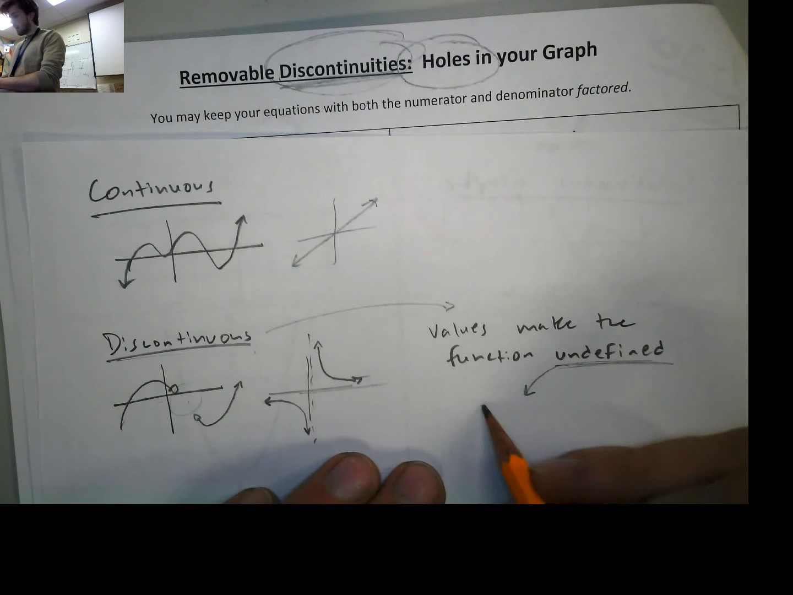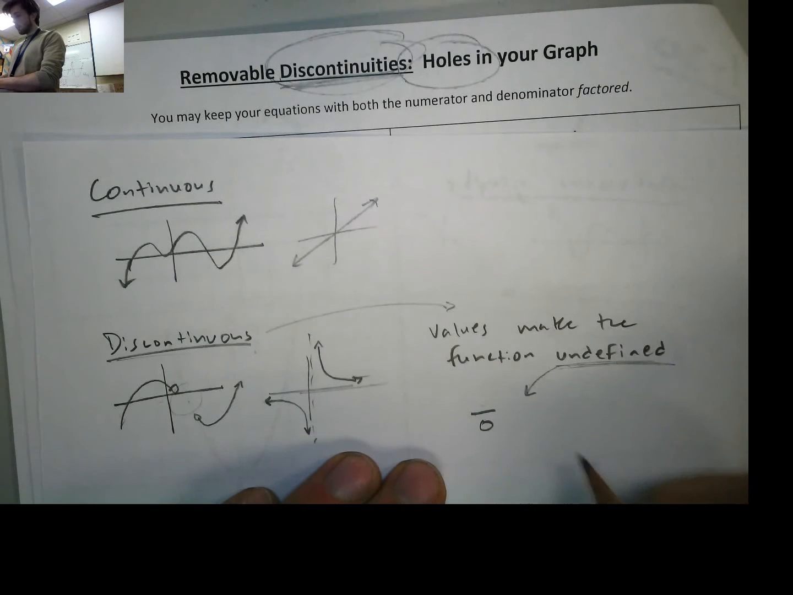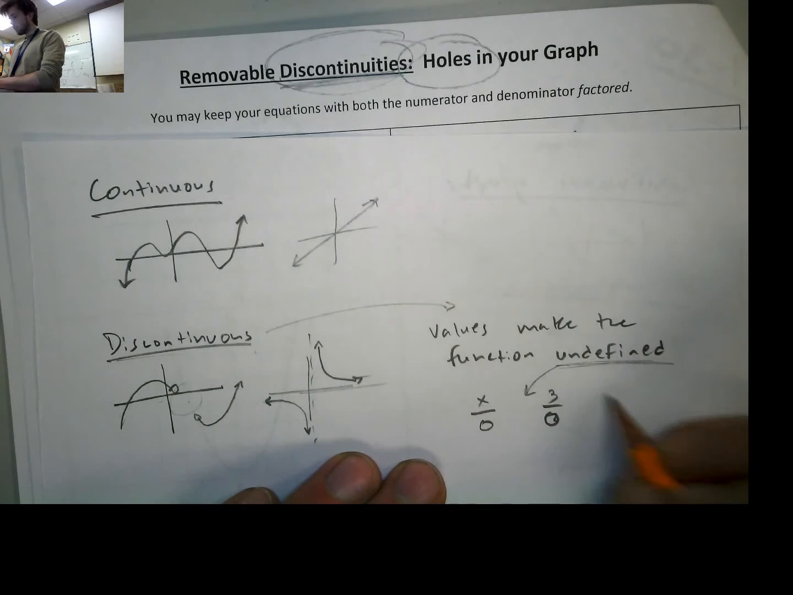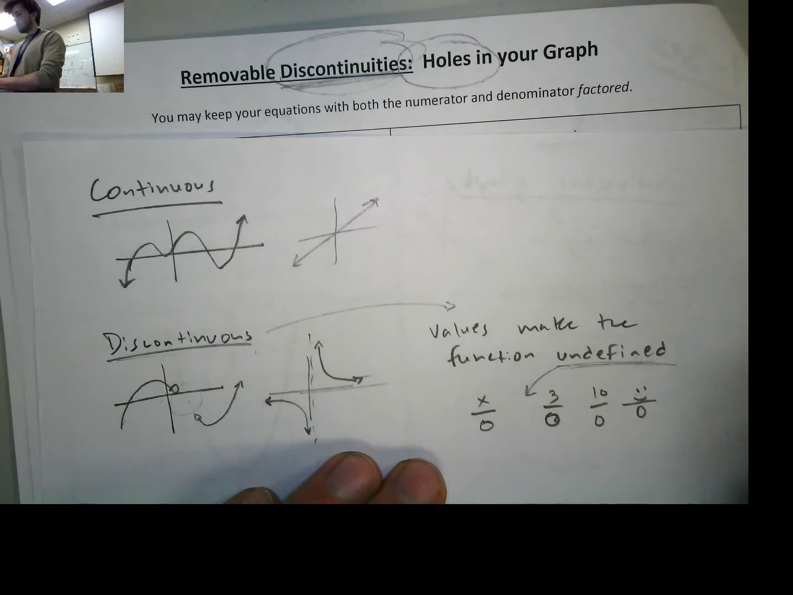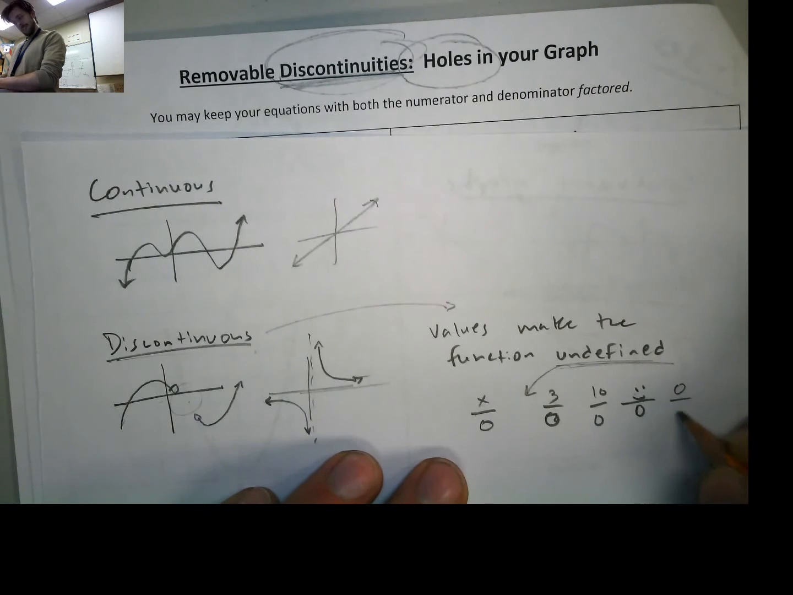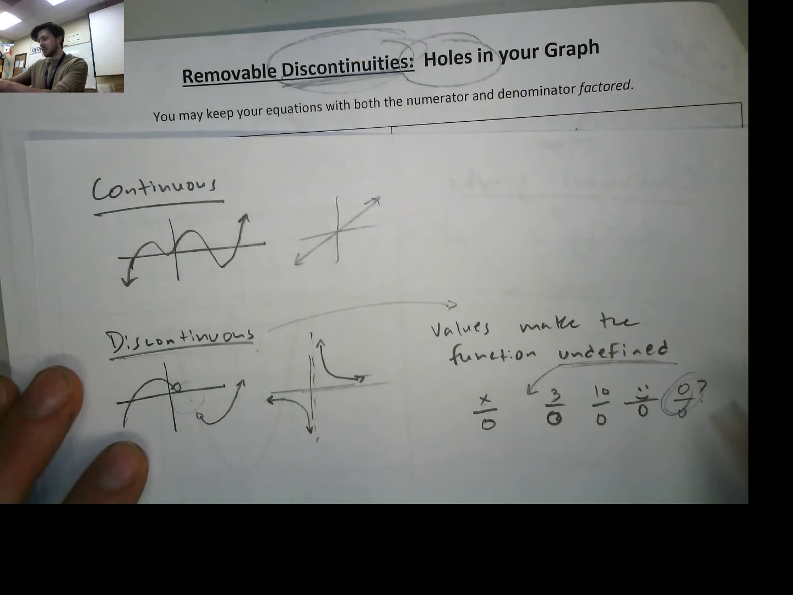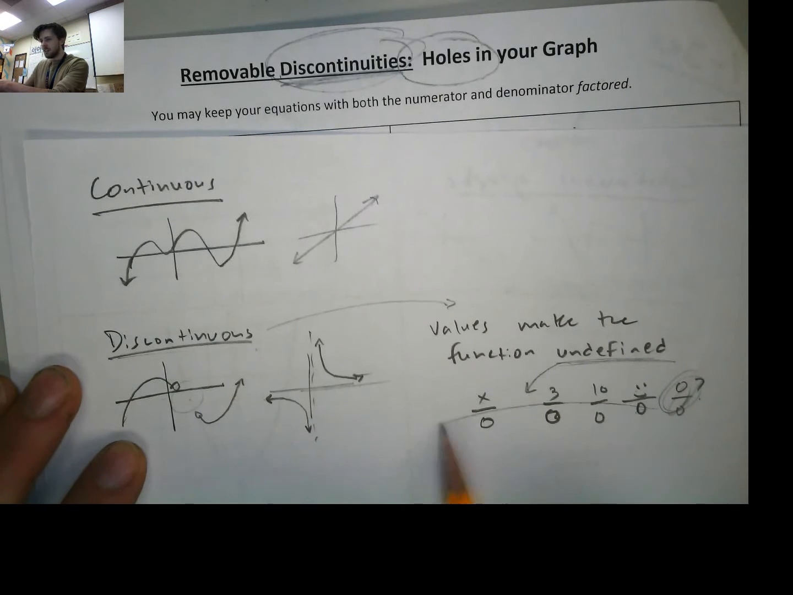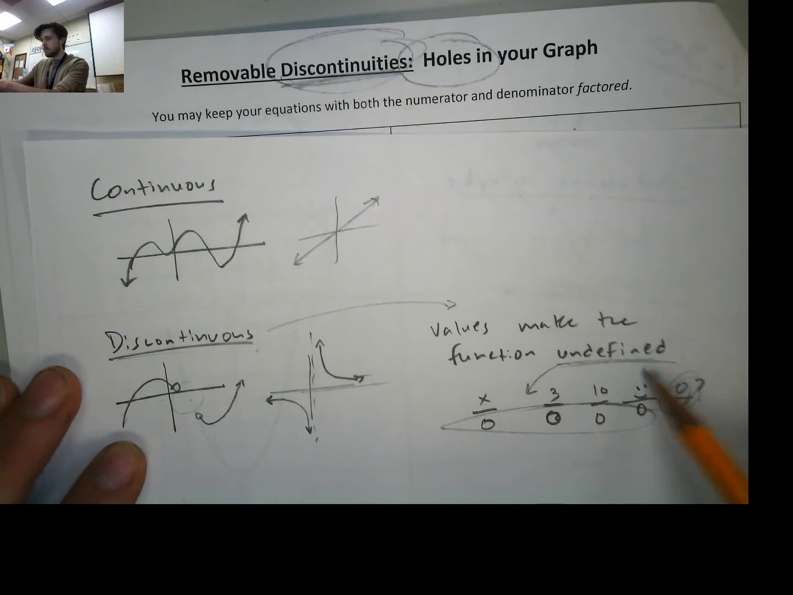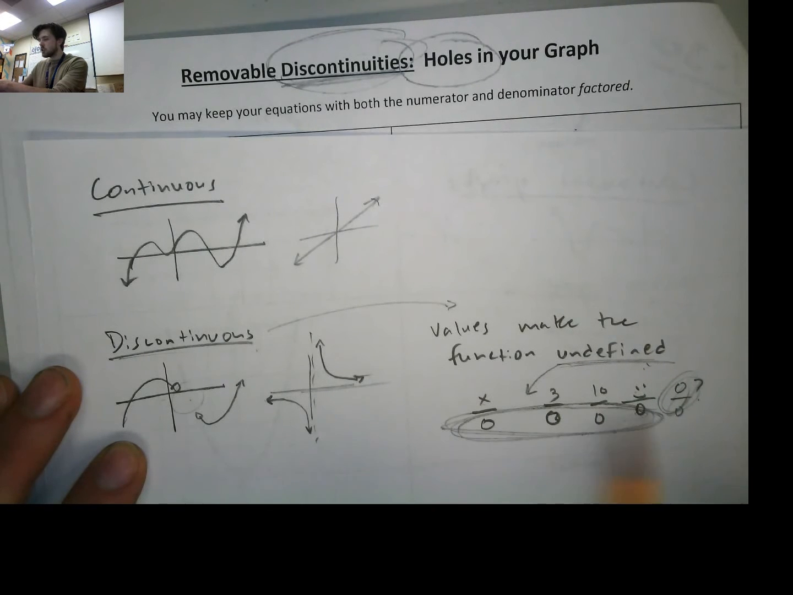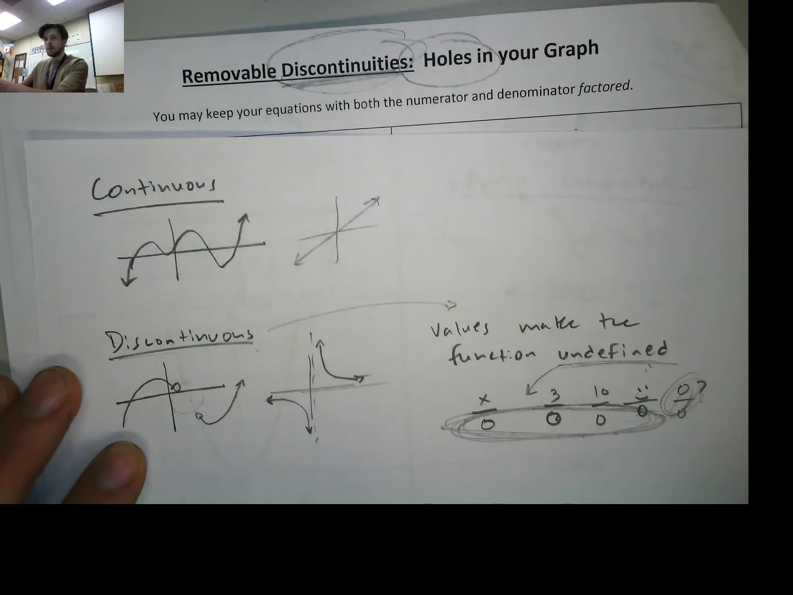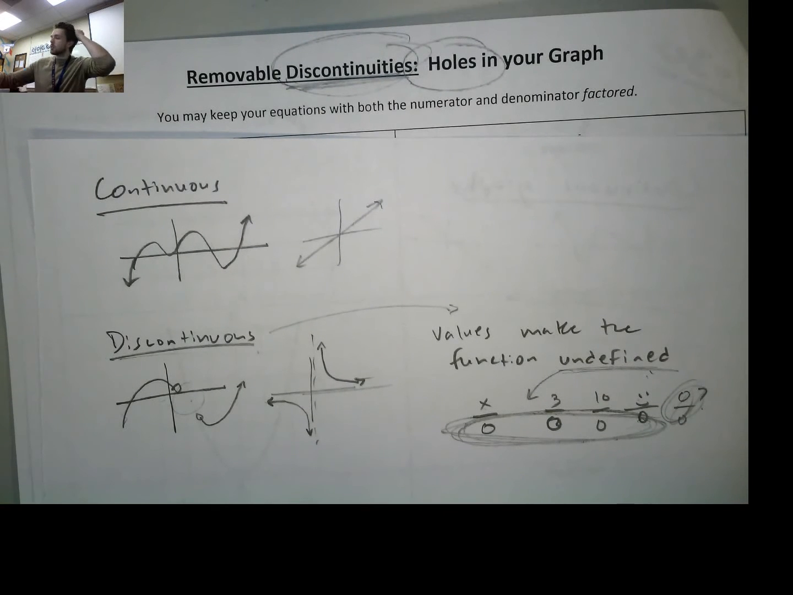Undefined, you'll probably remember, means this. If you divide by 0, so like x over 0, 3 over 0, 10 over 0, happy face over 0, 0 over 0? We'll save that for another day, okay? 0 is a weird case. But if you divide by 0, you're talking undefined. So we're looking for things that make functions undefined. From a graph, sometimes we have to create them.